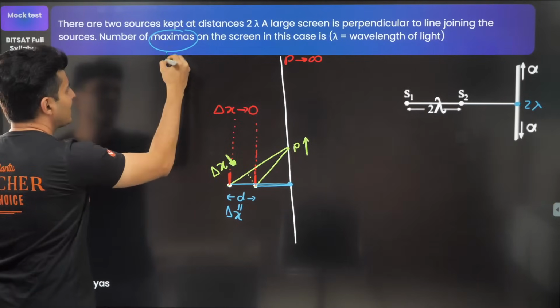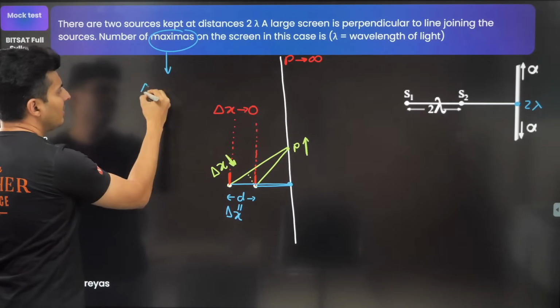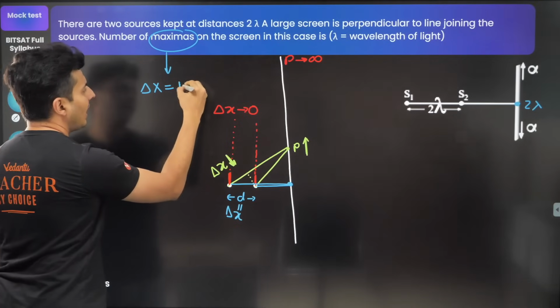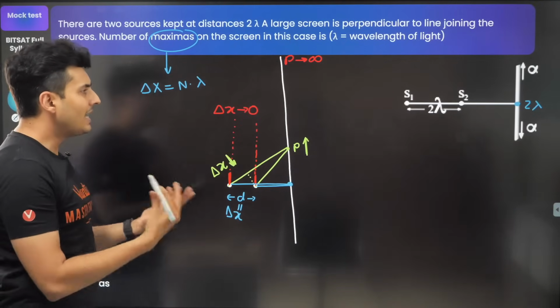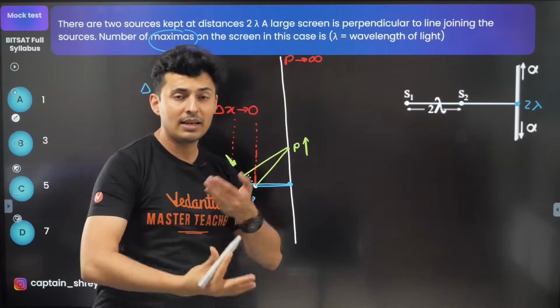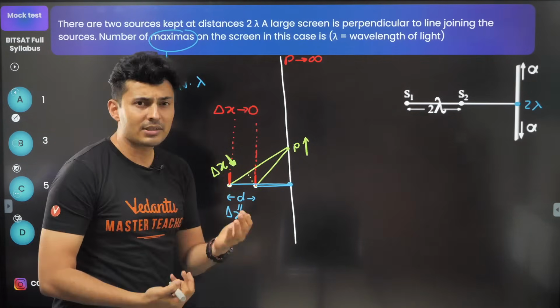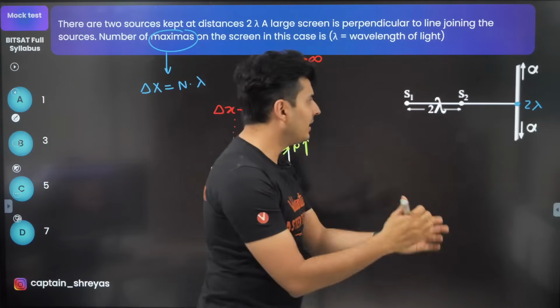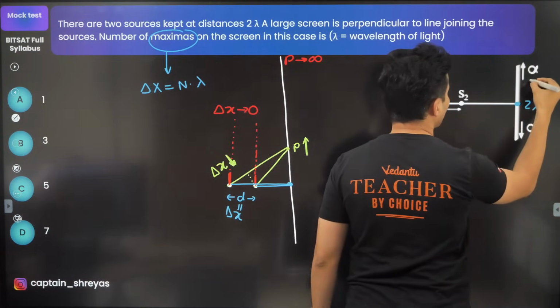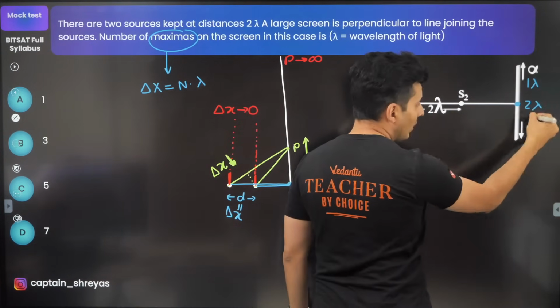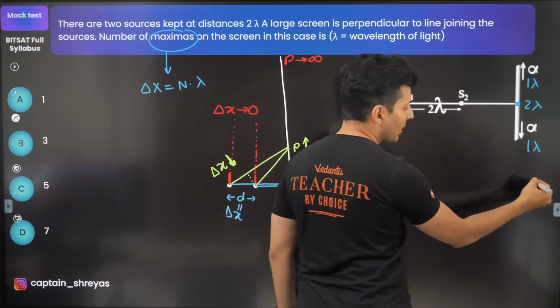So when I say maximas, it means the path difference should always be n times lambda. N times lambda: 1 lambda, 2 lambda, 3 lambda, and so on and so forth. Now as you go up, the path difference reduces. So at some point, the path difference will definitely become 1 times lambda. It will also become 1 times lambda below here.